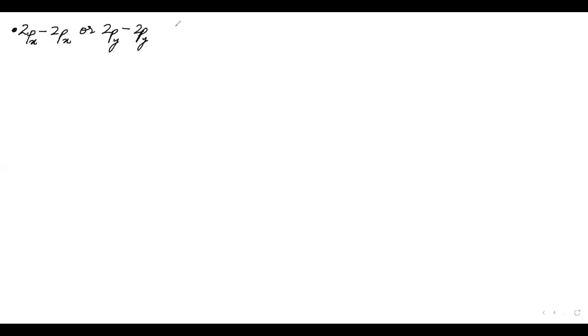So if you take 2px or 2py, if I take this as the z-axis, I'm making both of them in one only. First of all, what I am doing is I am showing you both the orbitals, the shape of it. Then we will decide which is bonding, which is anti-bonding.